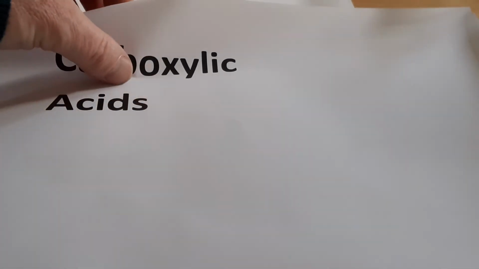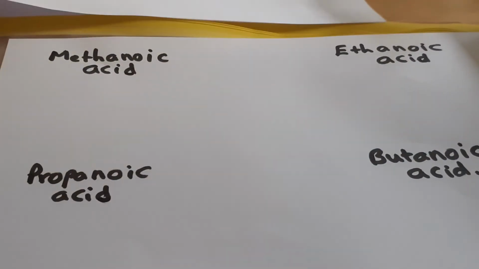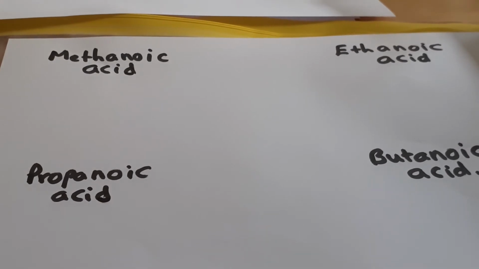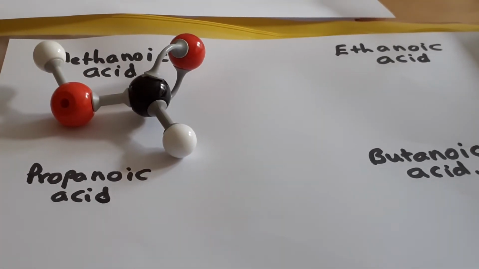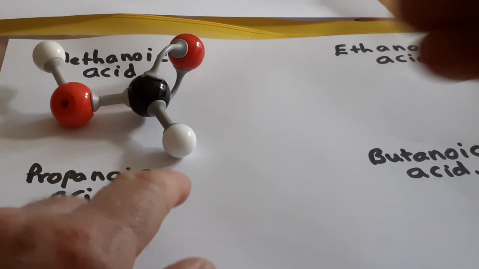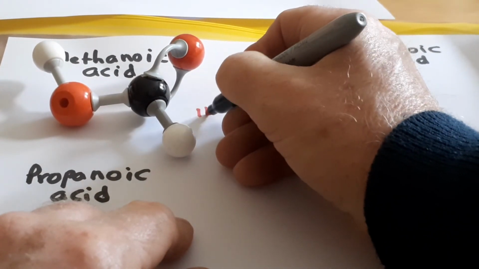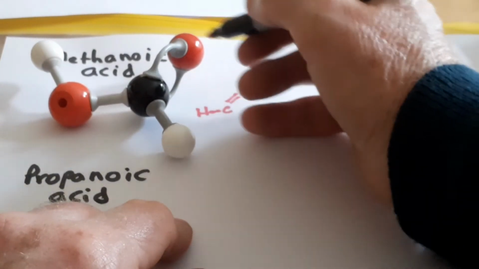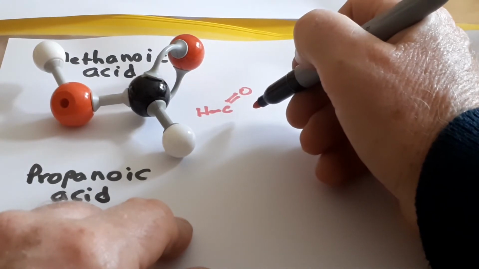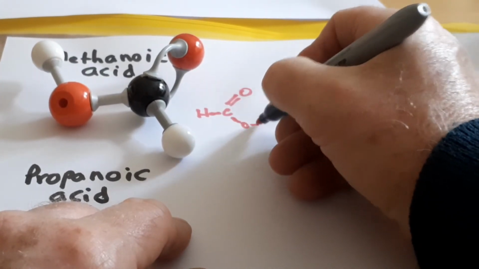Now, the next family are called the carboxylic acids, and these have completely different properties from what we've seen before. So, first member is methanoic acid. Now, the way we do this is like this. We've got 1 carbon attached to a hydrogen. We have a double bond with the oxygen there, and we've got an O bond H here.